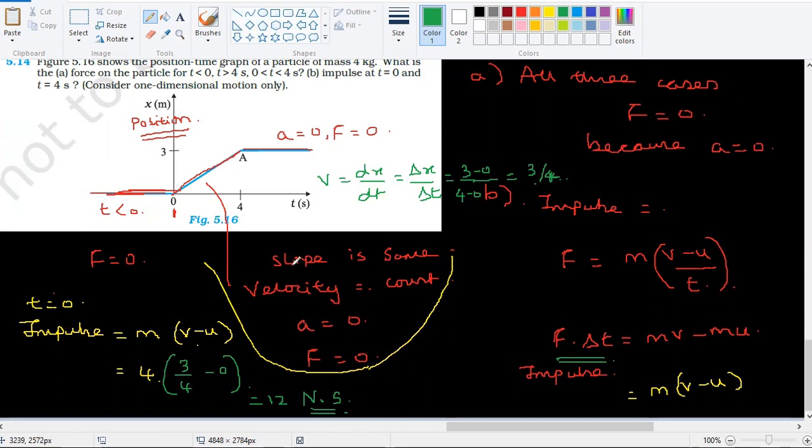Do the same thing over here as homework. Only thing, here the final velocity will become 0. V will become 0, U is V by 4. So the same thing you will get. Only thing, here you got positive, here you will be getting negative. Do the second part also.